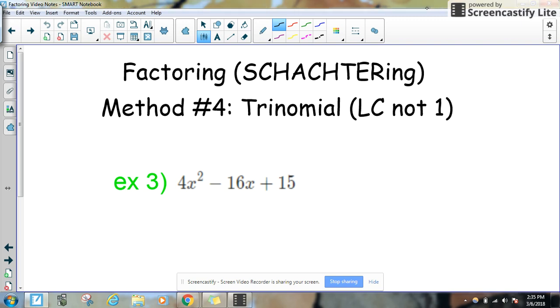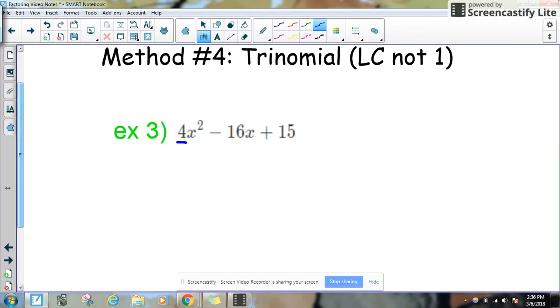Hey everyone, Mr. Shachter here with another trinomial example where the leading coefficient is not 1. In this case, the leading coefficient is 4. And this one's going to be a little harder than the previous two examples. Let's take a look at why.